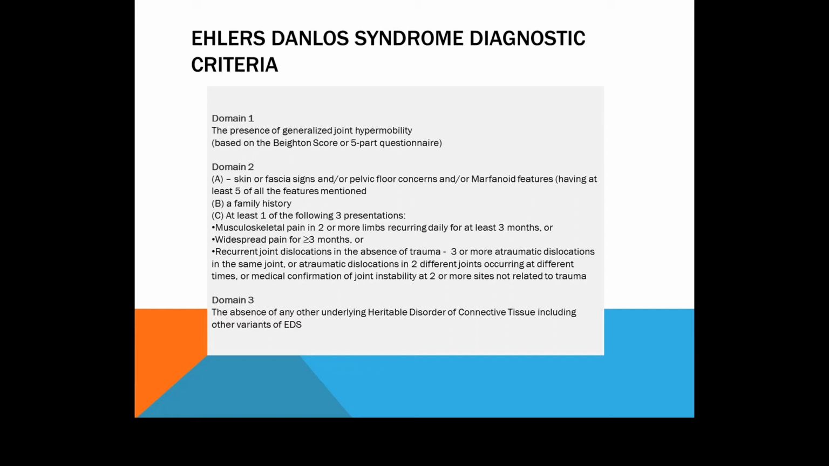So here's the diagnostic criteria. There you'll see 3 different domains. We've got domain 1, domain 2 and domain 3. So you need to have each of the 3 domains to have a diagnosis of EDS, or Ehlers-Danlos syndrome. In the second domain, you'll see 3 subcategories, A, B and C. You need to have 2 out of 3 of those subcategories. And the third domain is ensuring that any other type of connective tissue disorder, including any other types of EDS, has been ruled out.